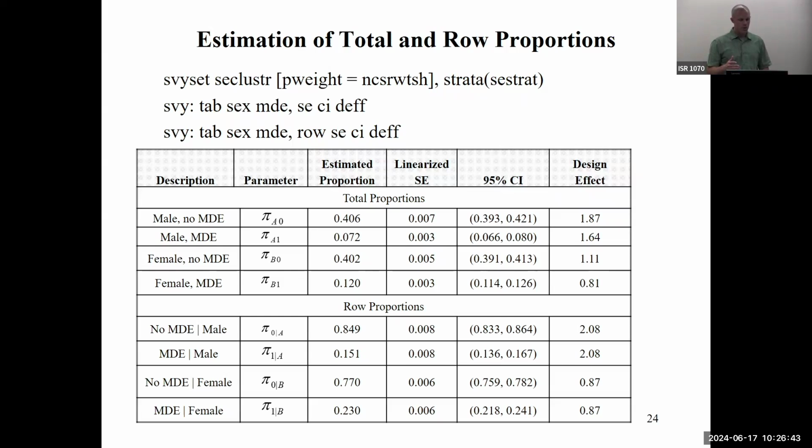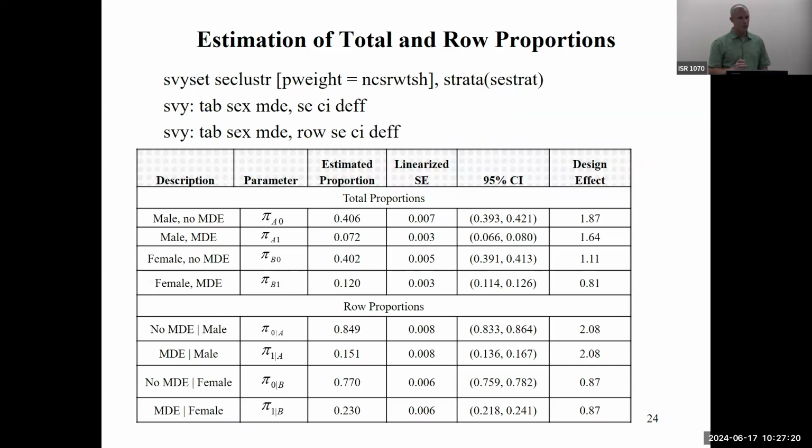The goal of our analysis is really to compare males and females in terms of the probability of having had a major depressive episode. The total proportions don't really shed a whole lot of light on that association. They're just giving us the overall cross-classification of the population. Row proportions say specifically, if you're a male, what's the probability of having had a major depressive episode? We can answer that. The estimated proportion of males who have ever had a major depressive episode is 15.1%.